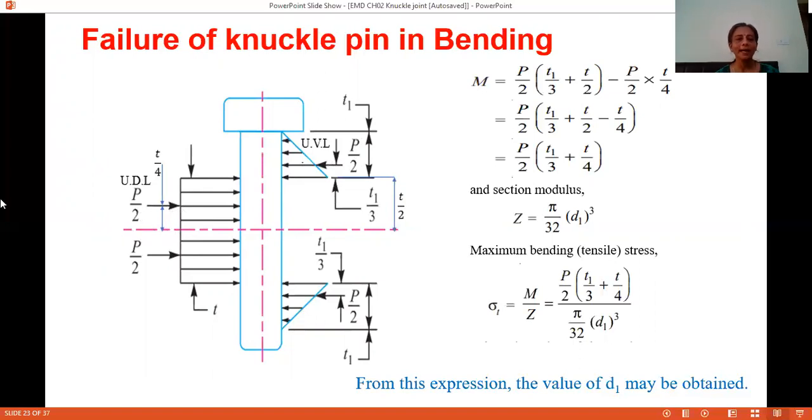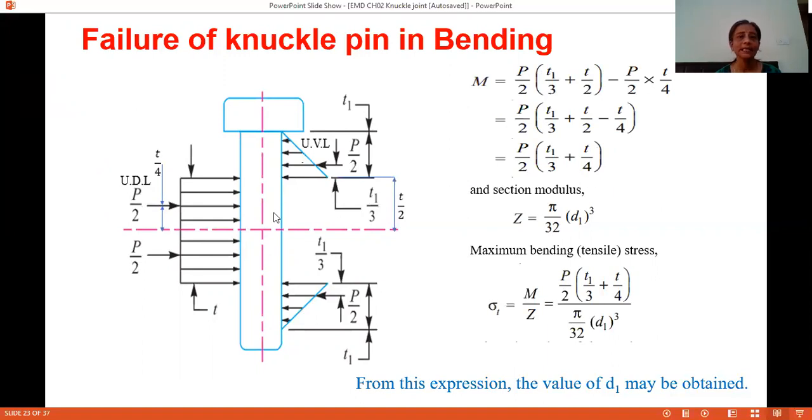So taking bending moment about neutral axis, that will be maximum bending moment, P by 2 into bracket T1 by 3 plus T by 2 on right side, and P by 2 into T by 4 on the left side. Now simplifying, we get maximum bending moment as P by 2 into T1 by 3 plus T by 4.